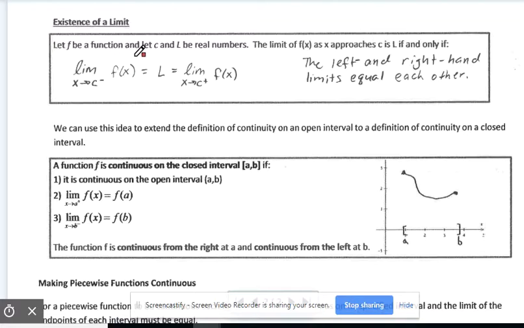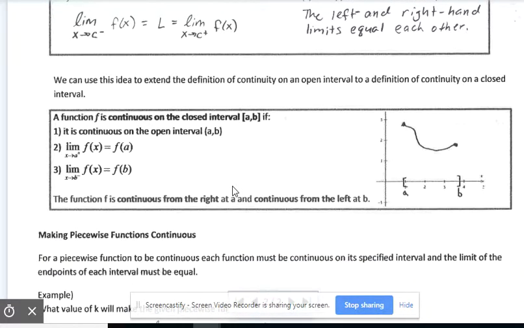So if f is a function and c and capital L are real numbers, the limit of f of x as x approaches c is equal to capital L if and only if the left and the right limit both equal L. So they equal each other and they equal the same number, which is L. That probably shouldn't seem too shocking because we have talked about that. But now we've said it, so it's got to be true. All right.